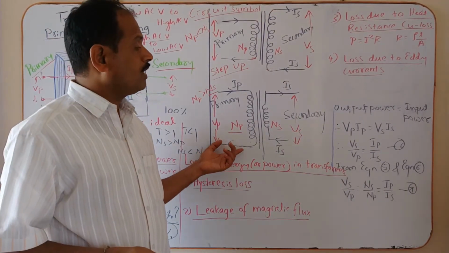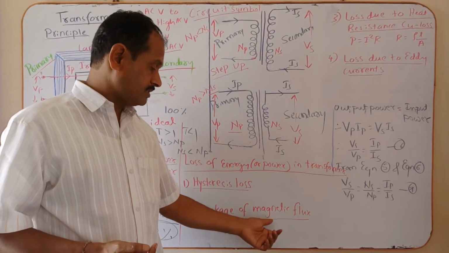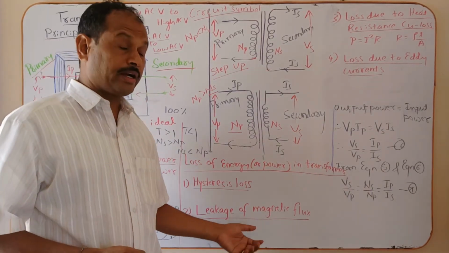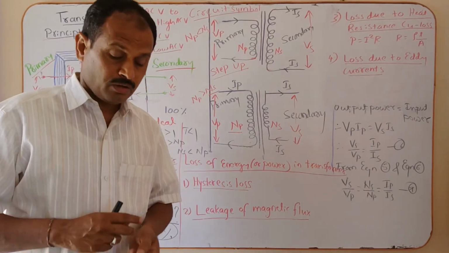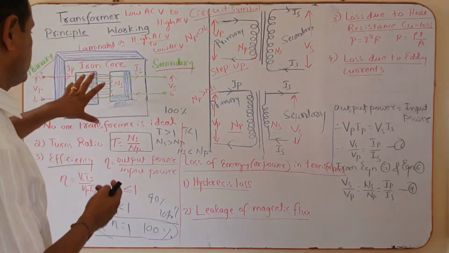At that time, to avoid or minimize this loss of energy due to the leakage of magnetic flux, how do you minimize it? One of the coils is wound on another one, like this.